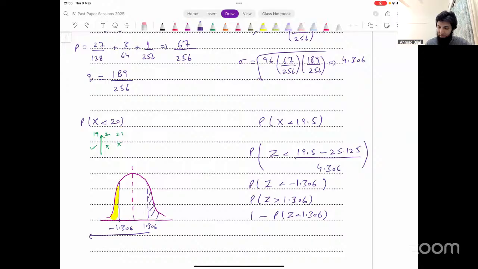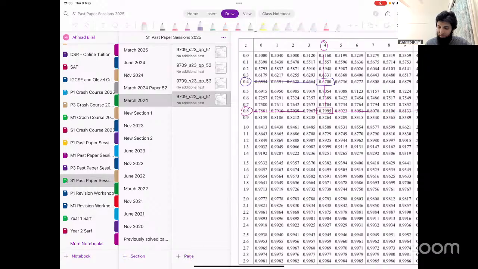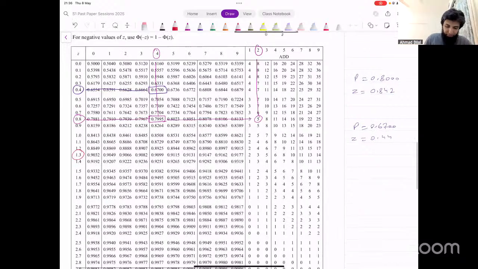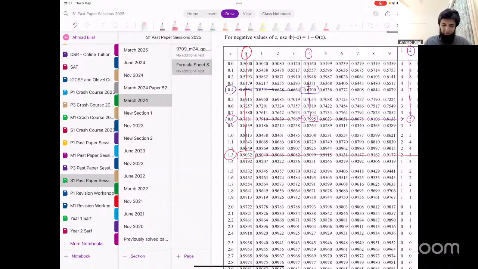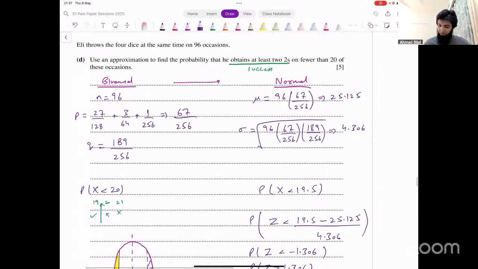Let's do that. 1.306, we've got 1.3 here, 0 here, and 6 here. 0.9032, and then 10, that's 9042. Let's go back. 9042, 1 minus that, and that will give you the probability that we were looking for. What's this number?